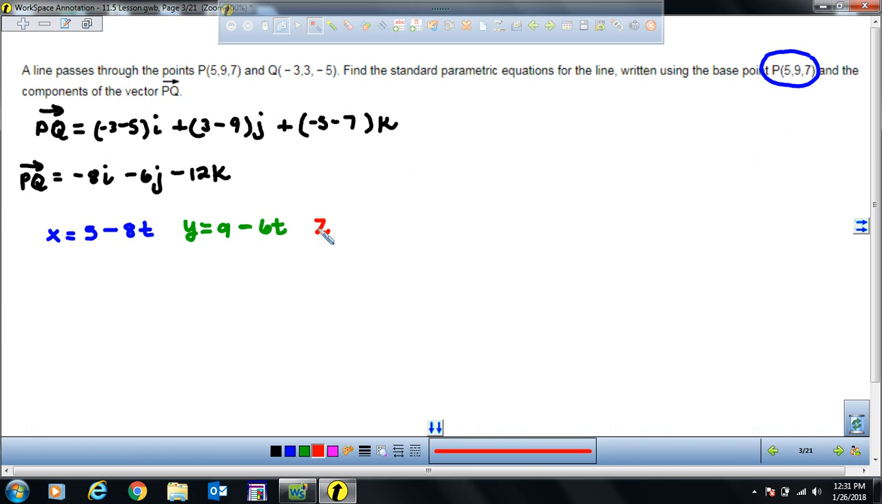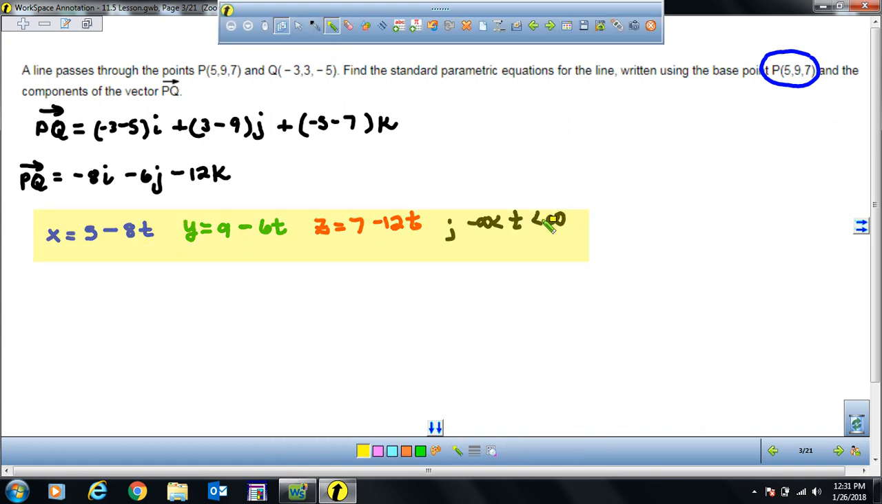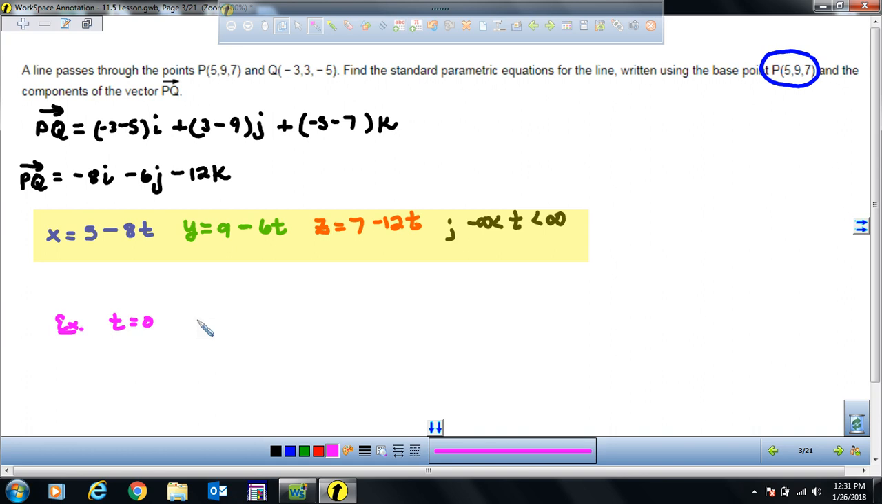And the z value is going to have an initial value of 7, and it's going to be changing by -12 times some parameter t. Okay, given that, remember that t is any number from -infinity to +infinity. So let's just give an example. If I let t be equal to 0, what are we going to get?